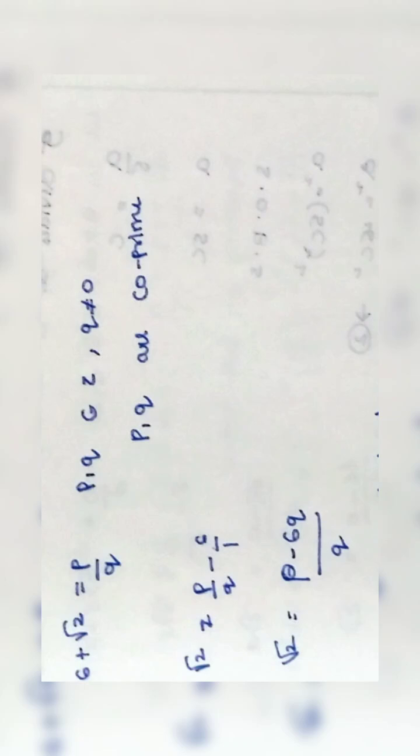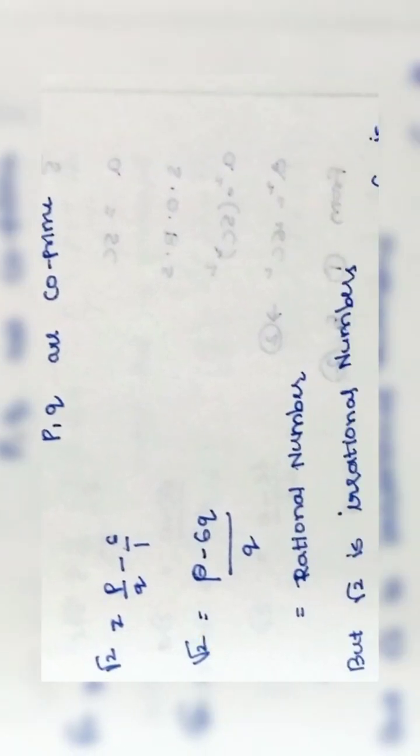So 6 plus root 2 is equal to p by q, where p by q belongs to integers, q not equal to 0, and we are assuming that p, q are co-primes. So root 2 is equal to p by q minus 6. Root 2 is equal to p minus 6q by q.